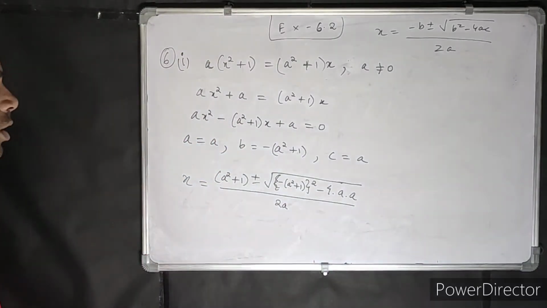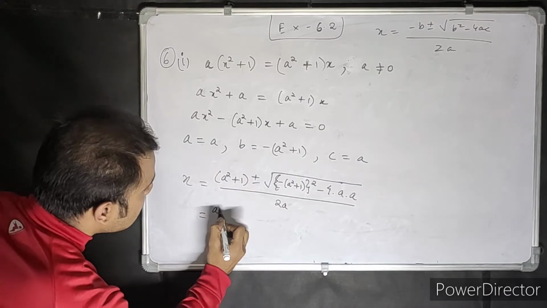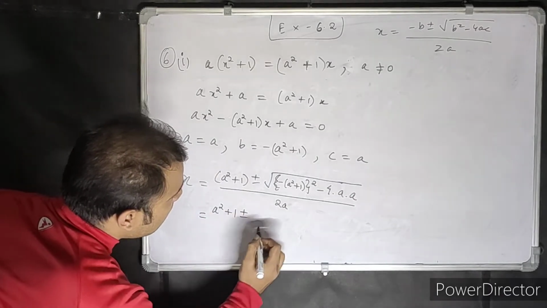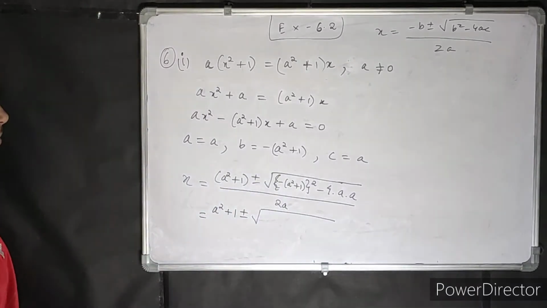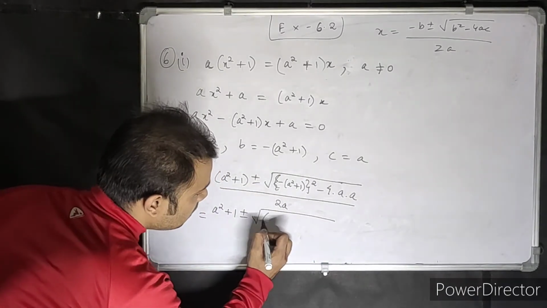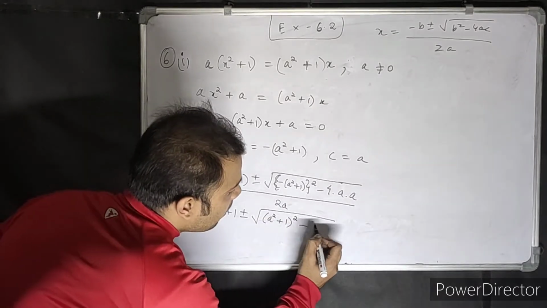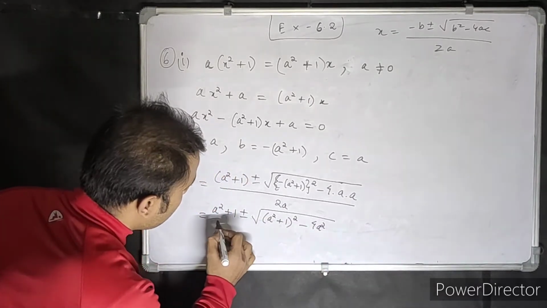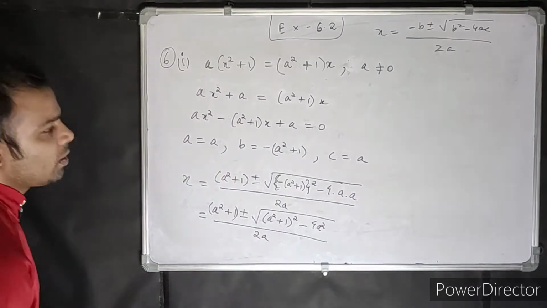So 2 into a is 2a only. Okay, so next is a square plus 1 plus minus root over, see, multiply the negative 2 times, what does it become? Positive. So this remains a square plus 1 whole square minus 4a square, put this in a bracket, whole thing divided by 2a.